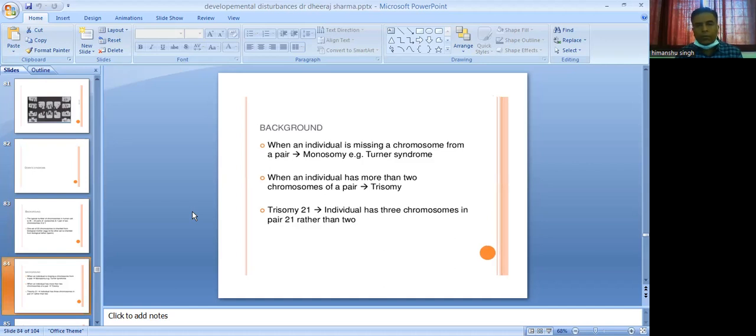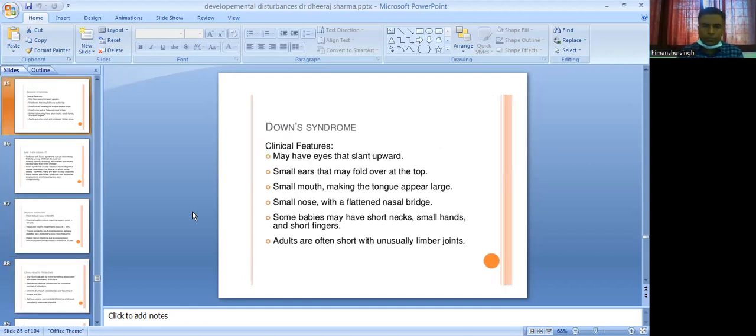When an individual is missing a chromosome from a pair, it is called monosomy. When an individual has more than 2 chromosomes of a pair, it is called trisomy. So when this trisomy occurs in the 21st chromosome, the individual has 3 chromosomes in the 21st pair rather than 2, resulting in Down syndrome.